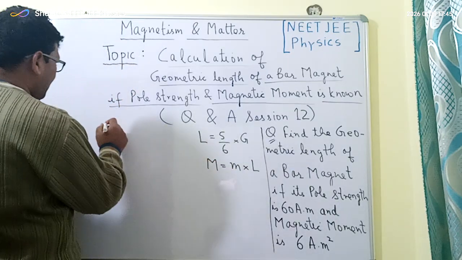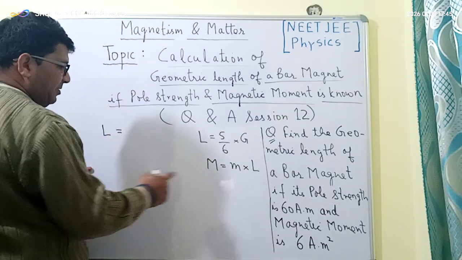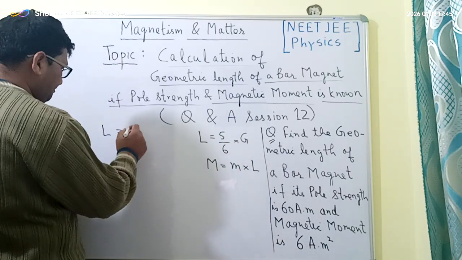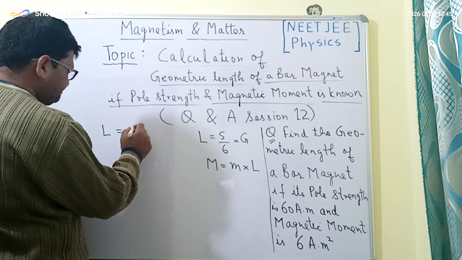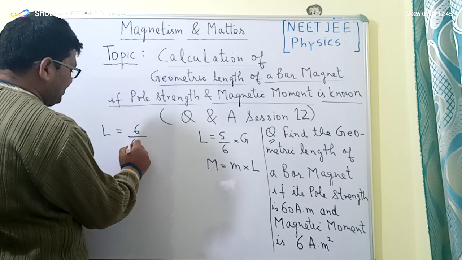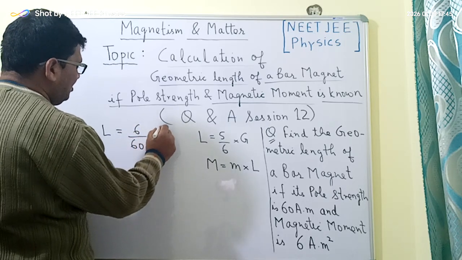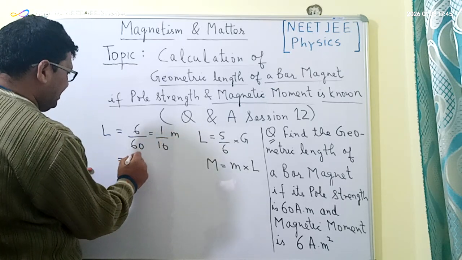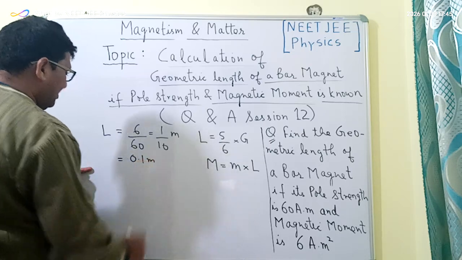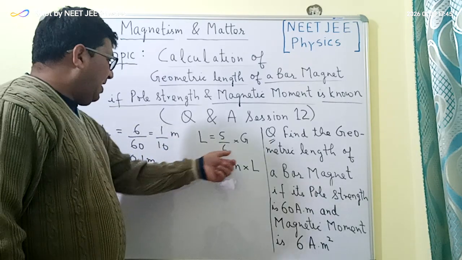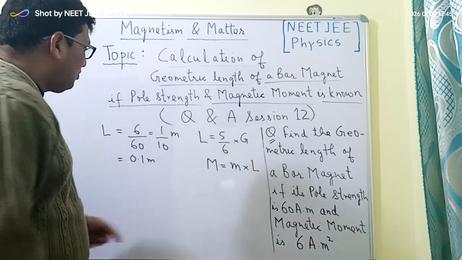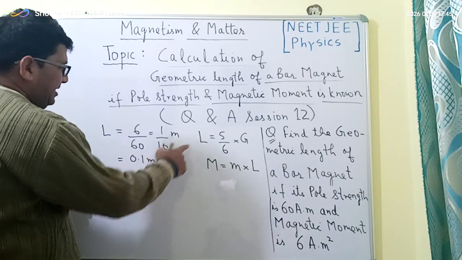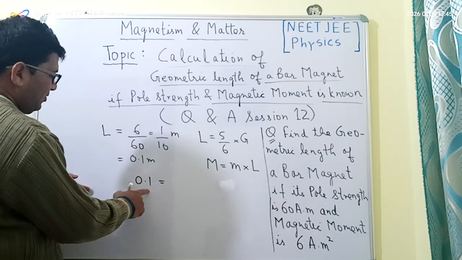So from this formula, the magnetic length L will be equal to the magnetic moment divided by the pole strength. This is equal to 6 divided by 60, which is equal to 1 by 10 meter, or this can be written as 0.1 meter. Now we have to find the geometric length, so I will now be using this formula. The magnetic length is equal to 0.1 meter.